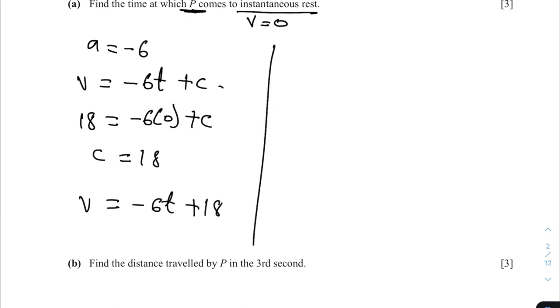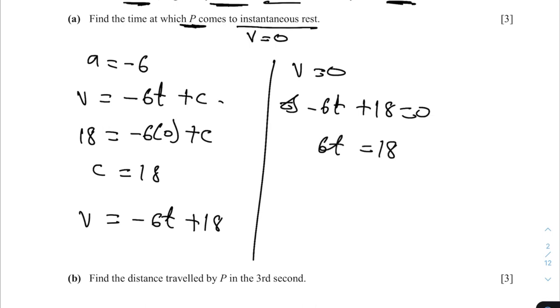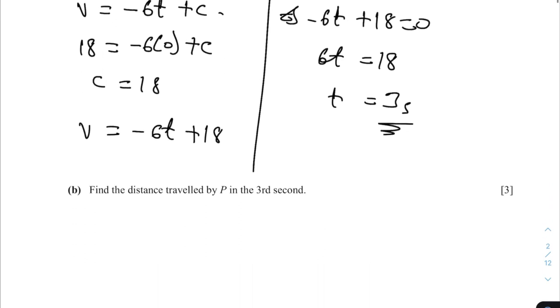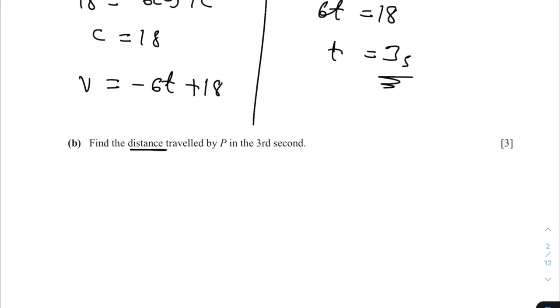Then we are told that we should find the time when it's at instantaneous rest. So velocity equals 0. That implies that negative 6t plus 18 is equal to 0. So you have 6t is equal to 18, t giving you 3. 3 seconds, basically.